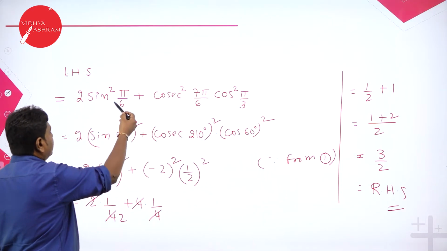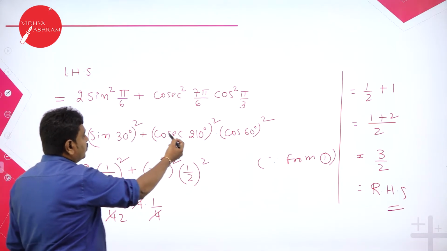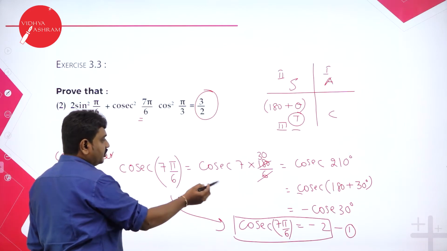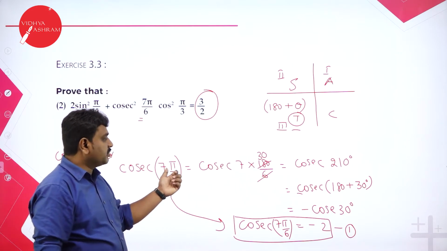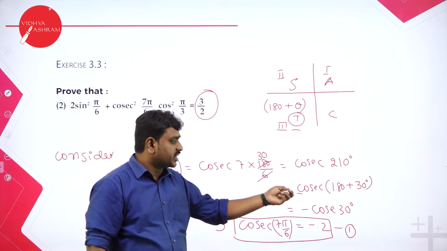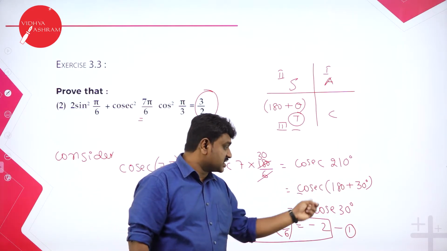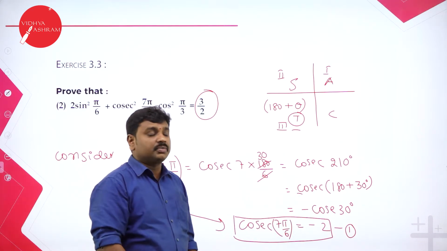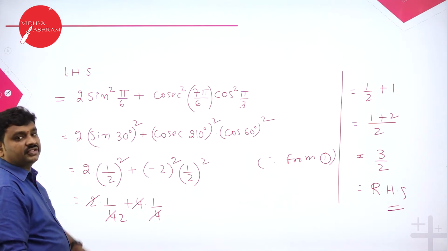Here all are standard values. Pi by 6 means 180 by 6, which is 30. Sin 30 is half. Cosecant 7 pi by 6 is minus 2, which we have found out using allied angle. If any allied angle is there, find it first. Cosecant 7 pi by 6 means cosecant 7 times 30, which is cosecant 210. Cosecant 210 can be written as 180 plus 30. Cosecant of 180 plus theta is minus cosecant theta. Minus cosecant 30 is minus 2. But minus 2 the whole square becomes plus 4. So I hope all of you got this.